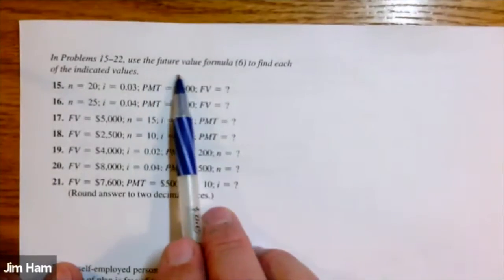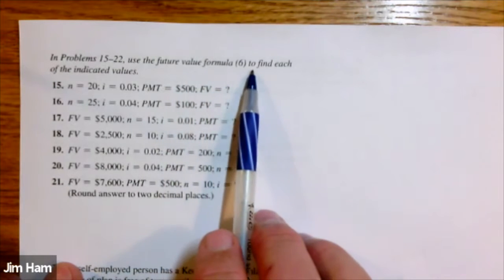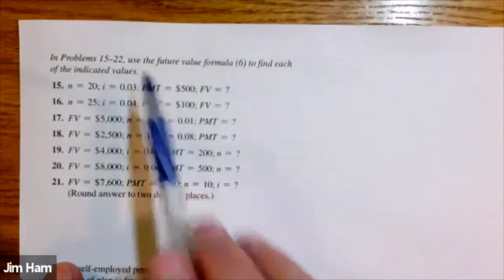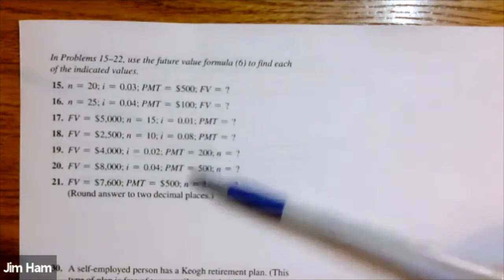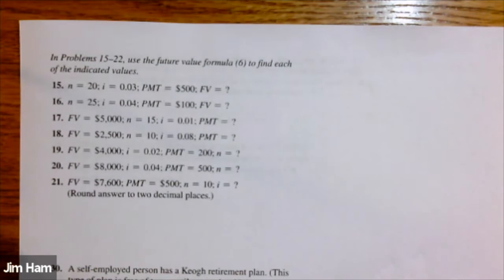All right, so this one says use the future value formula to find each of the indicated values. When you're showing work on tests and so on, you can either do the entire problem algebraically, or you can do it with the TVM solver. I think you'll find that the TVM solver is easier. But what I will ask you to do is, if you use the TVM solver, that you give me all of the inputs that you used.